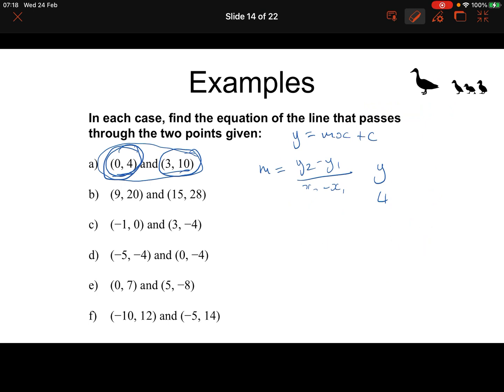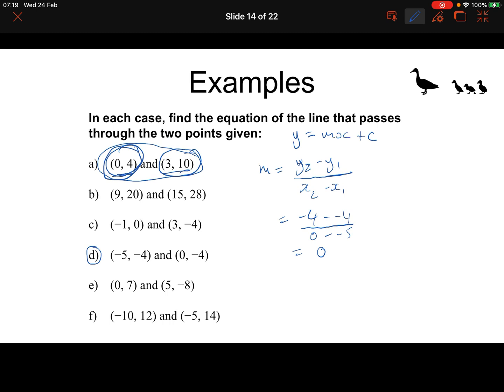Let's do one more example. Oh, no. Sorry, let me just write back in the formula. Always good to write down the formula. Every time you're more likely to remember it. Let's go for D. So we're going to go y values taken away from each other. So minus 4 minus minus 4 over 0 minus minus 5. Well, minus 4 minus minus 4 is minus 4 plus 4, which is 0. So it doesn't matter what the denominator is, that's going to be 0.